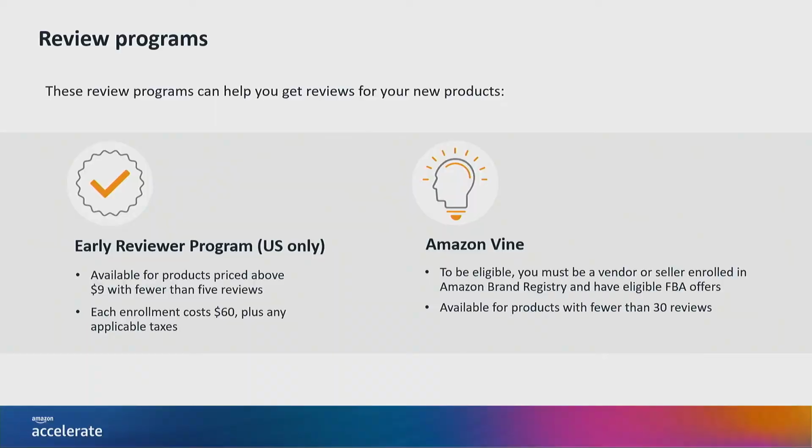The next program I want to talk about is Amazon Vine. Amazon Vine is a little different, and to participate in Vine, you must be a vendor or seller enrolled in brand registry, and you must have eligible Fulfilled by Amazon offers. So your product must be fulfilled by Amazon in order to be eligible for Amazon Vine. Amazon Vine then invites the most trusted reviewers on Amazon to post opinions about new products to help their fellow customers make informed purchase decisions.